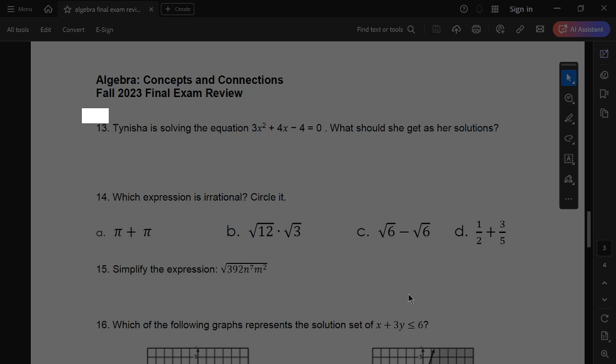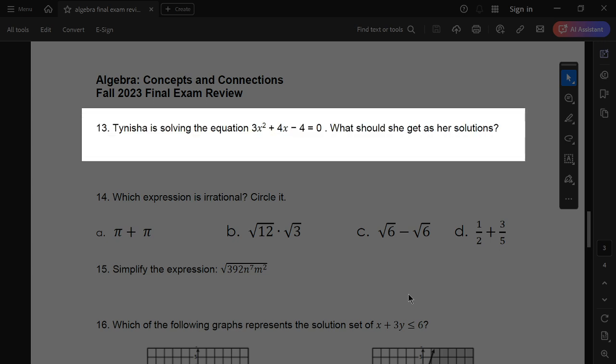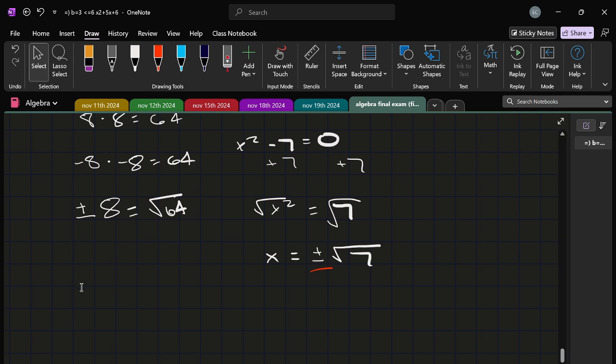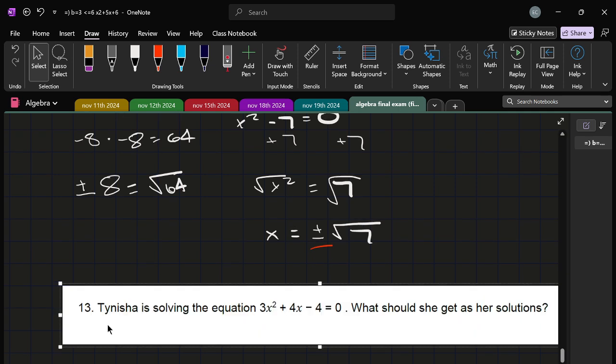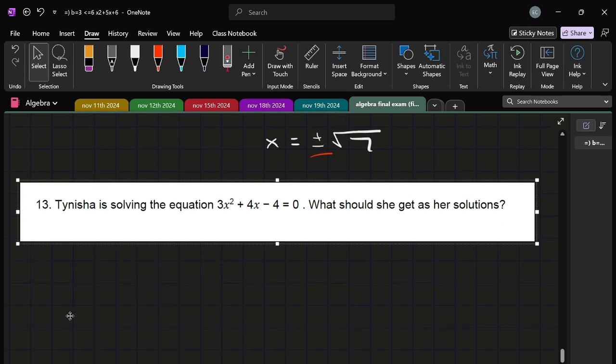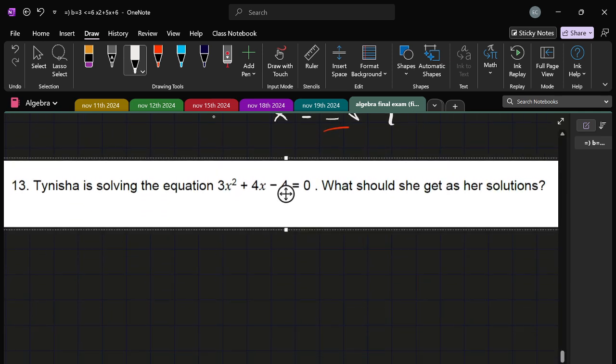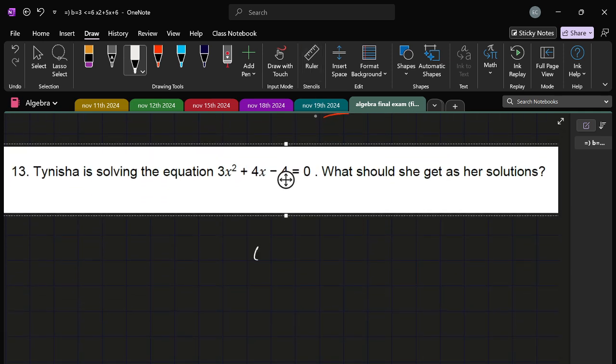Number 13 says Tynesha is solving the equation. What should she get as her solutions? Remember, we just factored this one up there. So I believe it was x plus 2 and 3x. Oh no, it was x plus 1 and 3x. X plus 1 and 3x minus 2, because foiling it out is 3x squared minus 2x.